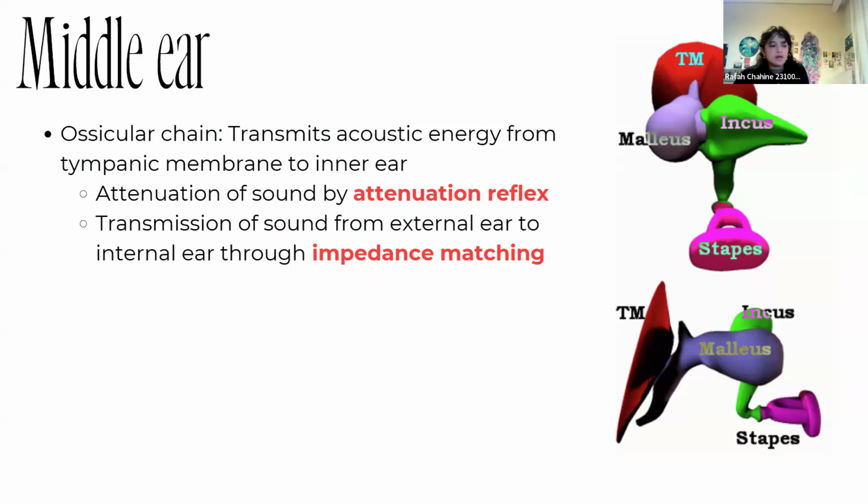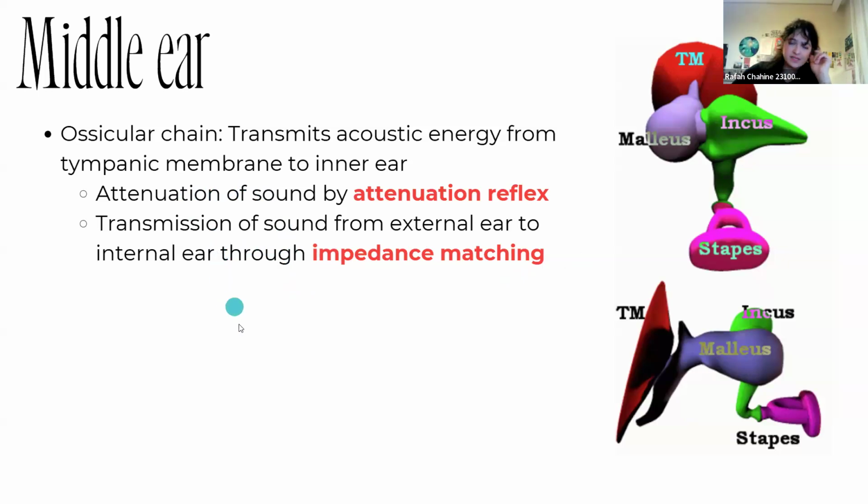Now, how do we implement protective mechanisms by the ossicular chain that will protect our ear or amplify sounds? And that is what we're going to basically understand today. So the middle ear, or the ossicular chain, can do two things. It can do the attenuation reflex and the impedance matching.